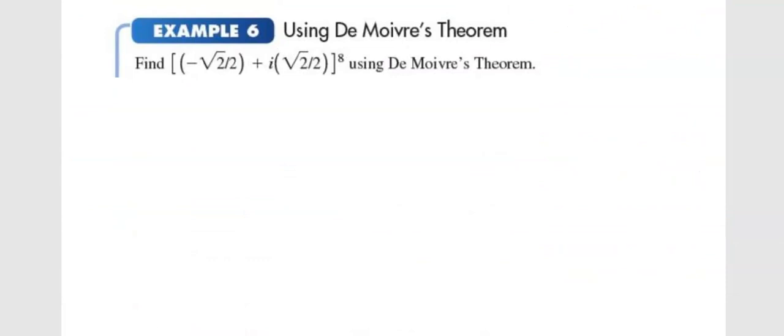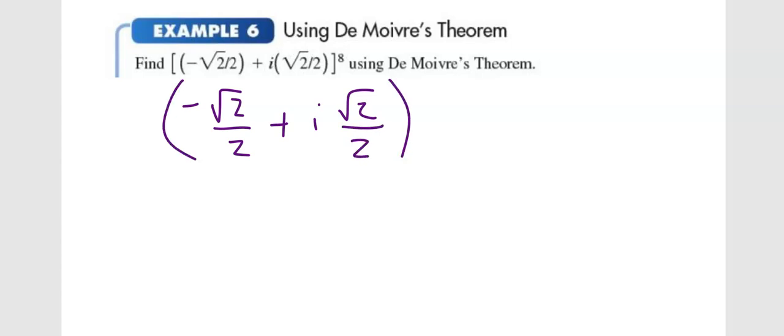Okay, so using DeMoivre's theorem, we're going to do the same type of thing here. So we've got, and folks, I would never write it like this, negative radical 2 over 2 plus i radical 2 over 2, all raised to the 8th power. Okay?